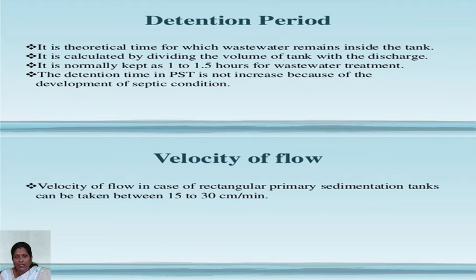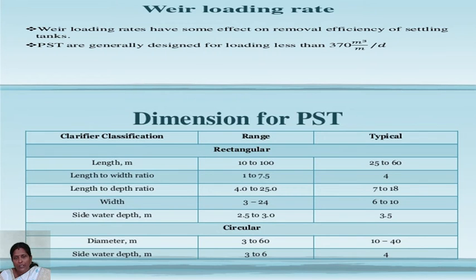Velocity of flow in case of rectangular primary sedimentation tanks can be taken as 15 to 30 centimeter per minute. Weir loading rate has some effect on the removal efficiency of settling tanks. Primary sedimentation tanks are generally designed for loading less than 37 meter cube per meter per day.